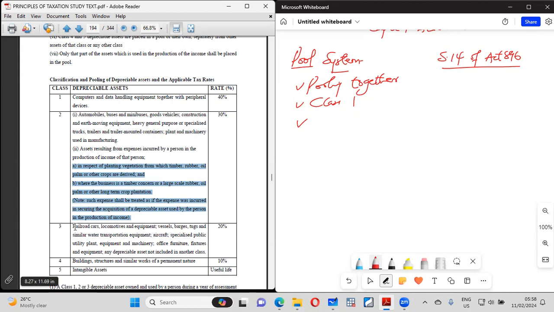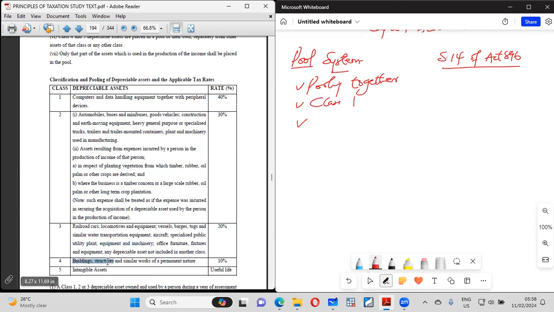Then we have railroad cars. These are the wagons, locomotives, equipment, vessels, barges, tugs, water transportation equipment, aircraft, specialized utility plants, equipment and machinery, office furniture, fittings. So that is that. And those that are not included in any other class. So if you have a plant and machinery that is not used in production, plant and equipment, this is where it is. Then class 4 talks about, and you see their respective percentages.